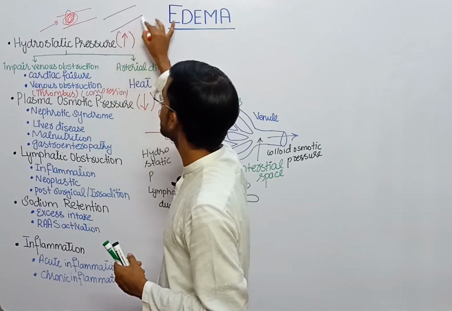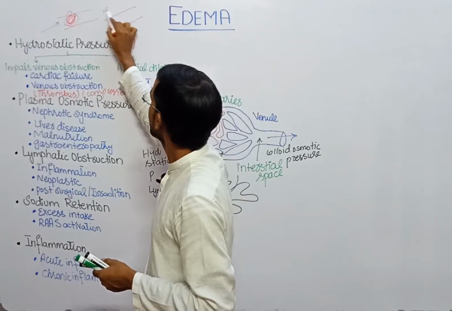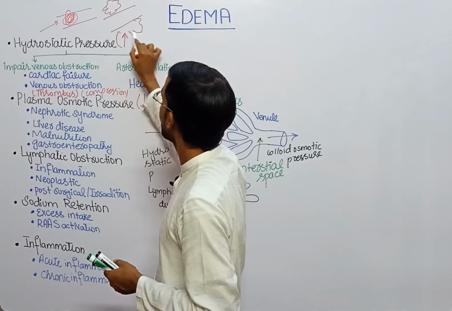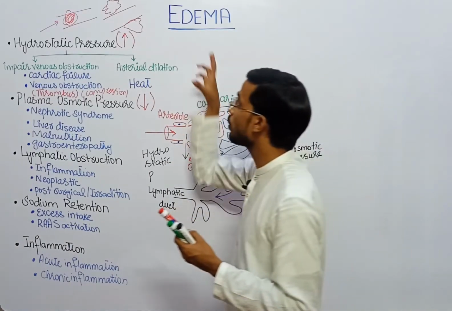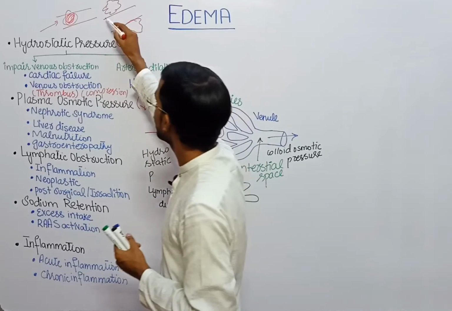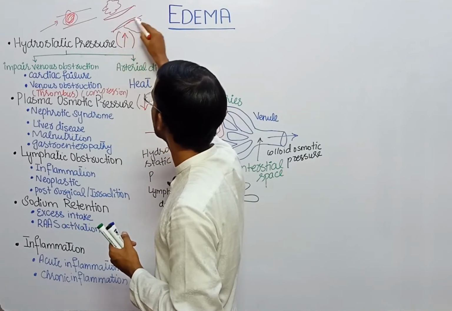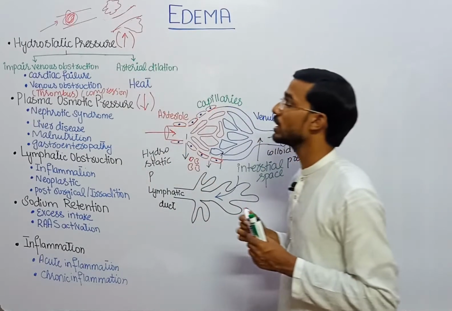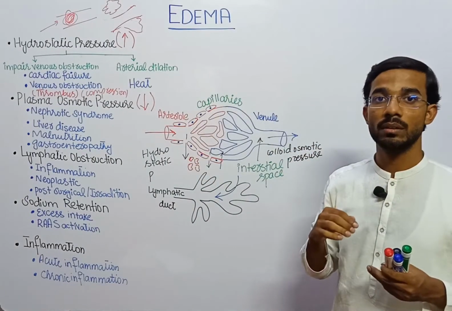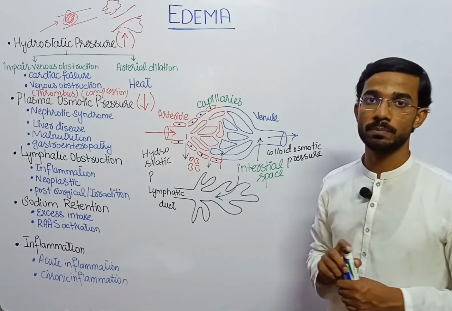If you can see, this is the blood vessel. If there is a tumor over the blood vessel, then it compresses the blood vessel and reduces its size, reduces the bore, and due to this reduction, venous flow is impaired, or venous obstruction occurs.